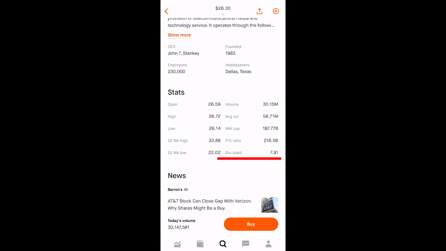So this can change every single day, but most of the time it's going to be pretty close to what you're seeing right here. So 7.91%, we're just going to assume that that's accurate, and that's what we're going to base the math off of. So if you want to make $100 in dividends, then we're going to have to open up our calculator and go from there.